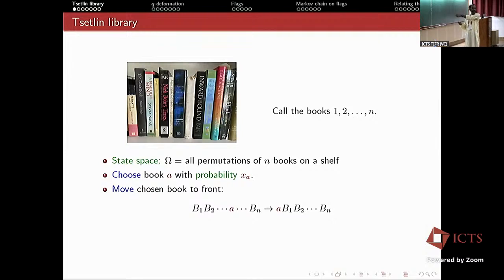And then somebody else picks up a book, you read it, and you return it. And so, as you can imagine, more popular books will tend to be at the front, because the larger the x sub A, the more likely it is to be picked up, and the more likely it is to be at the front. Okay, so it's a very simple model. I hope the model is clear.